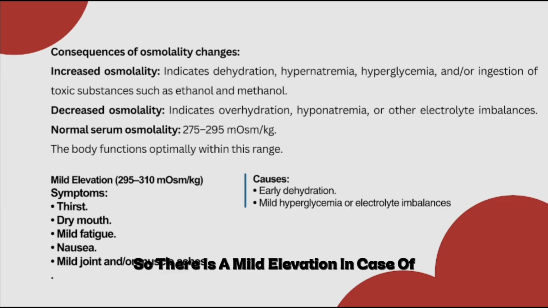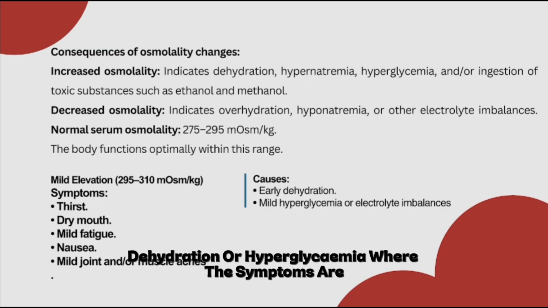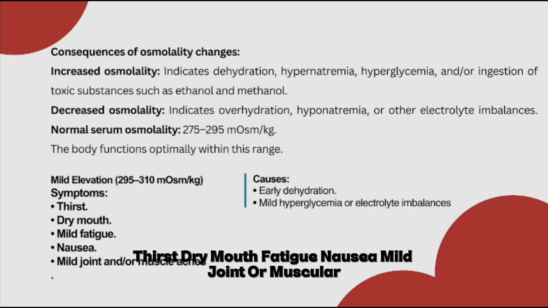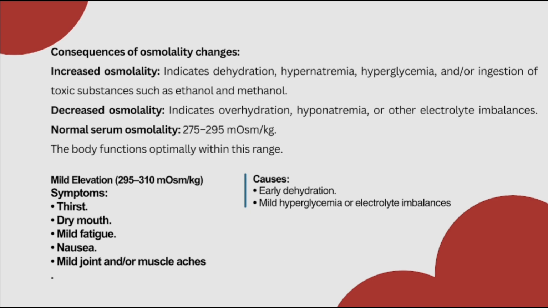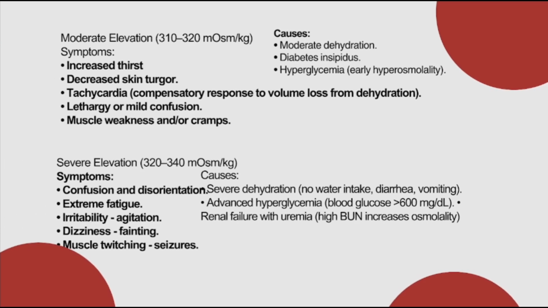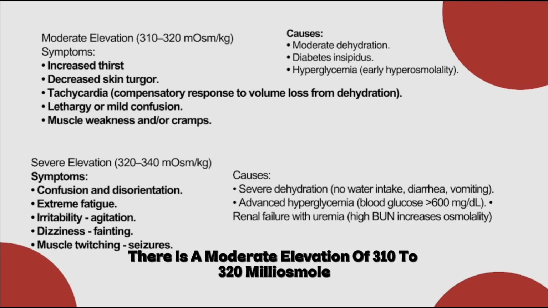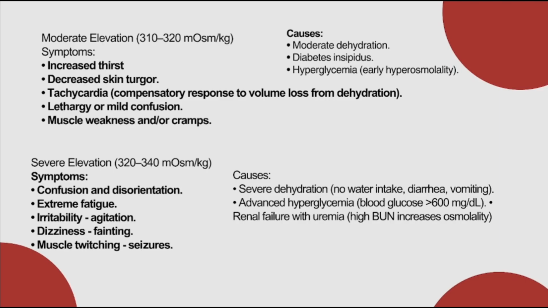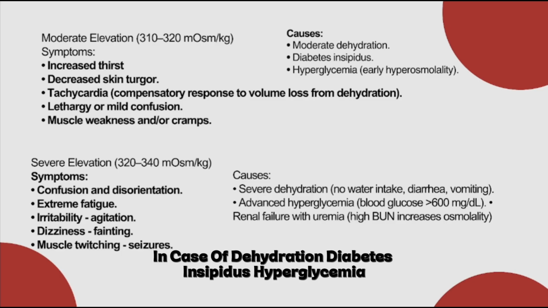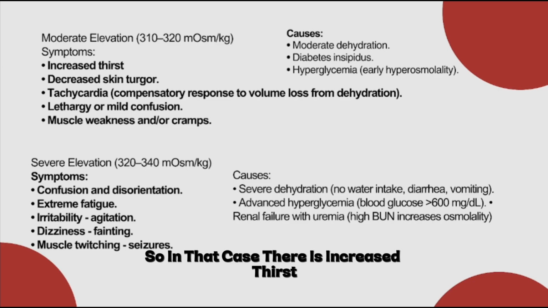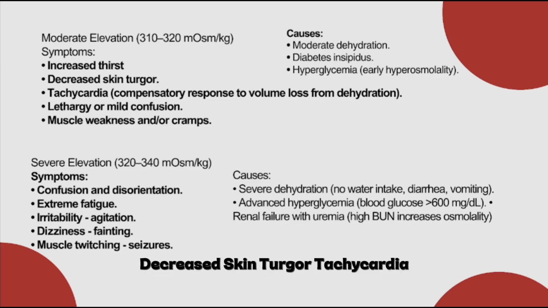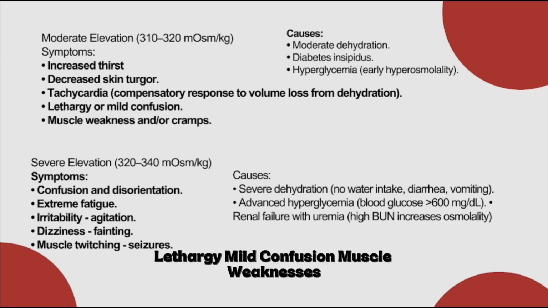So there is a mild elevation in case of dehydration or hyperglycemia, where the symptoms are thirst, dry mouth, fatigue, nausea, mild joint or muscular discomfort. There is a moderate elevation of 310 to 320 milliosmol in case of dehydration, diabetes insipidus, hyperglycemia. So in that case there is increased thirst, decreased skin turgor, tachycardia, lethargy, mild confusion, muscle weaknesses.